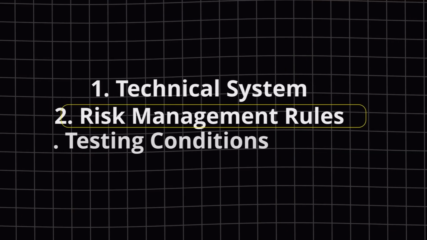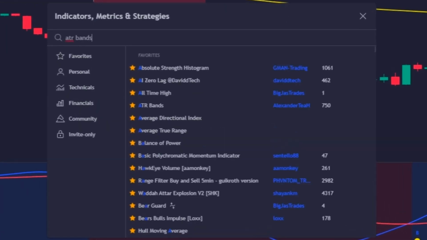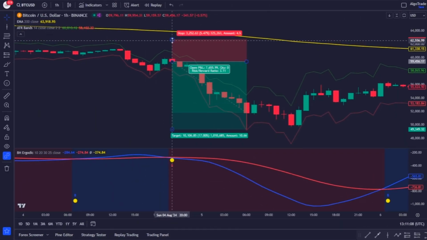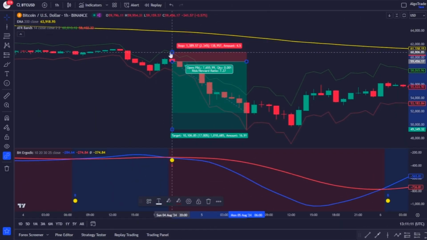For the risk management, I will insert the ATR bands indicator with a multiplier of 2, which will help us set our stop loss levels based on the market volatility.